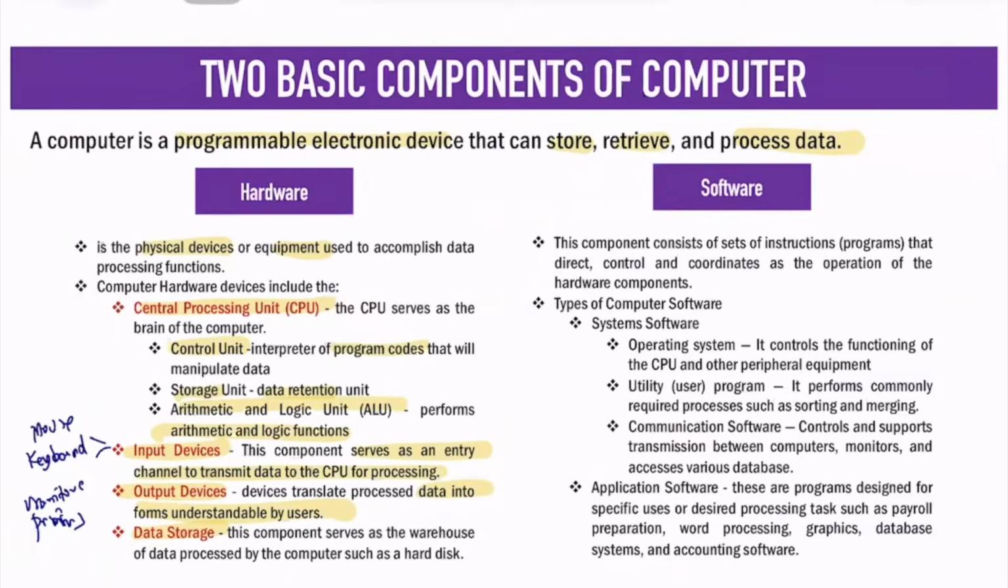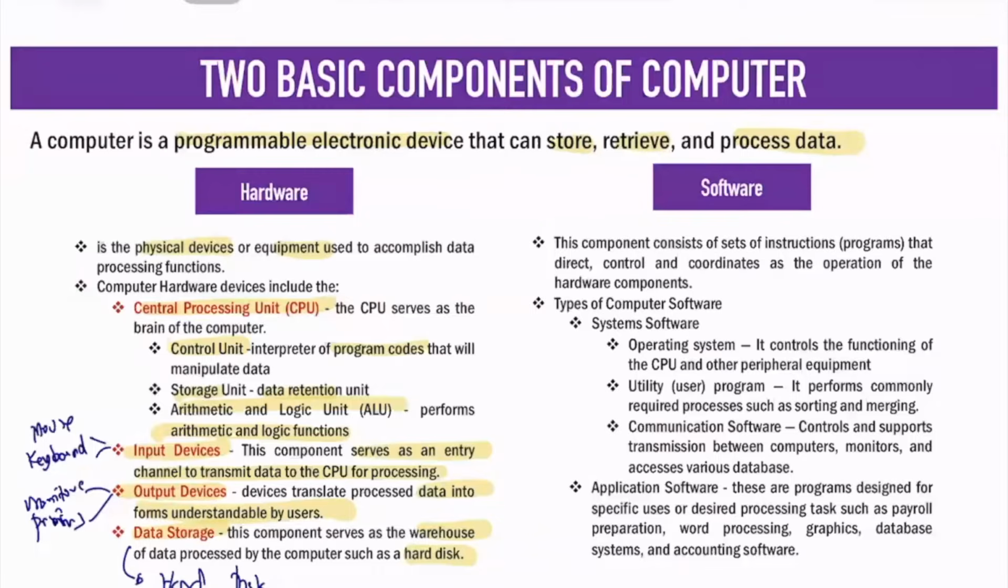Also, we have your computer output microfilm, or your COM. Those are considered output devices. Next, we have your data storage. This component serves as the warehouse. Normally, this is known as your hard disk. This is your hard disk. That's your hardware. Now for software.